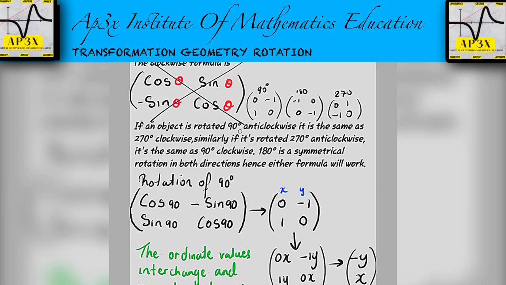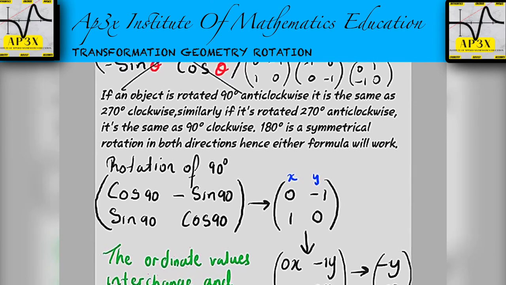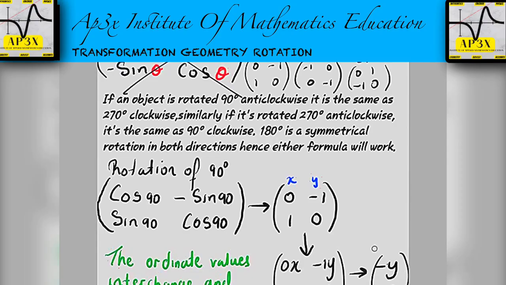It says that if the object is rotated 90 degrees clockwise, it is the same thing as 270 degrees anti-clockwise. And similarly, if it's rotated 270 degrees anti-clockwise, it is the same thing as 90 degrees clockwise, and 180 degrees is symmetrical in both directions. So we've already discussed this. It's just written here in notes for you, and everything here I'm showing you how to derive the points.